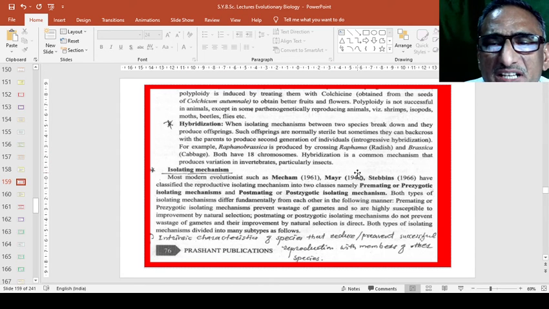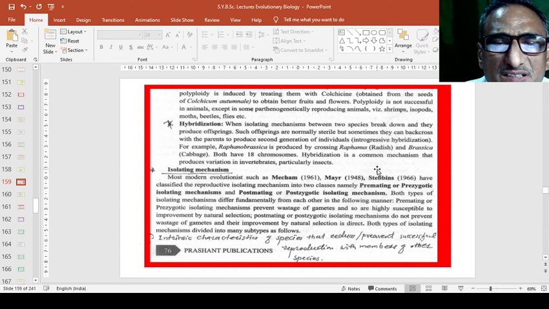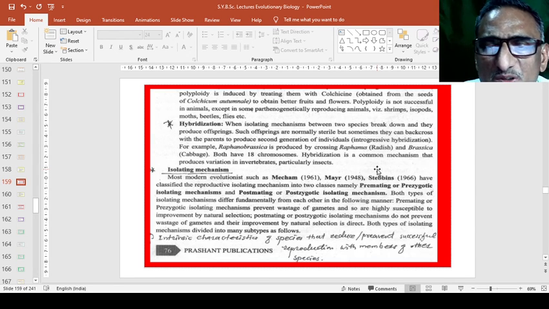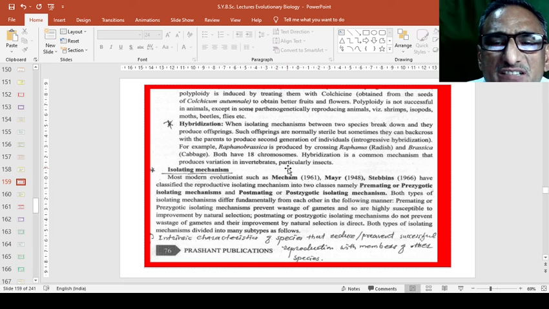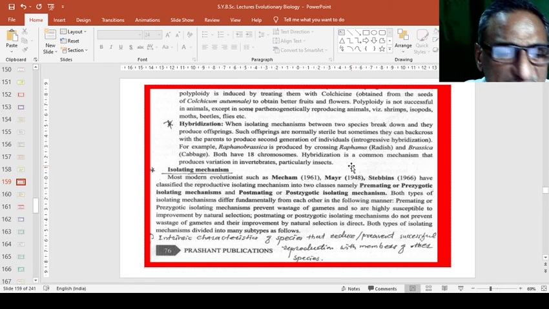Hybridization. When isolating mechanisms between two species break down and they produce offspring, such offspring are normally sterile, but sometimes they can backcross with the parents to produce a second generation of individuals. For example, Raphanobrassica is produced by crossing Raphanus, meaning radish, and Brassica, meaning cabbage, and both have 18 chromosomes. So hybridization is a common mechanism that produces variation in invertebrates, particularly in insects.